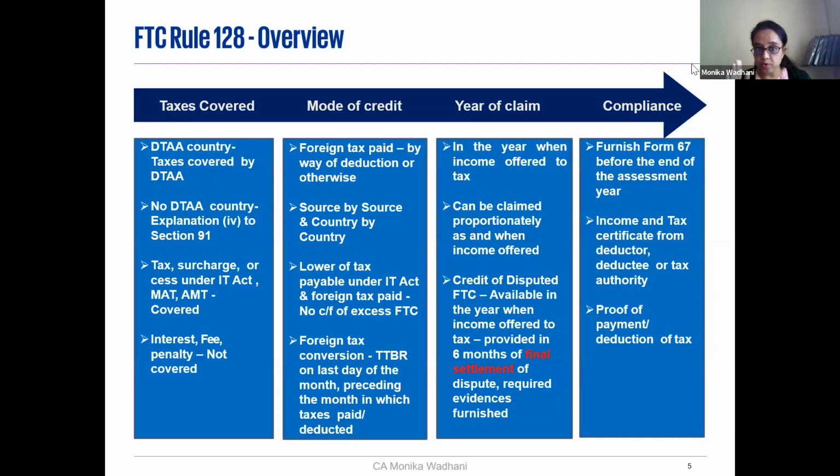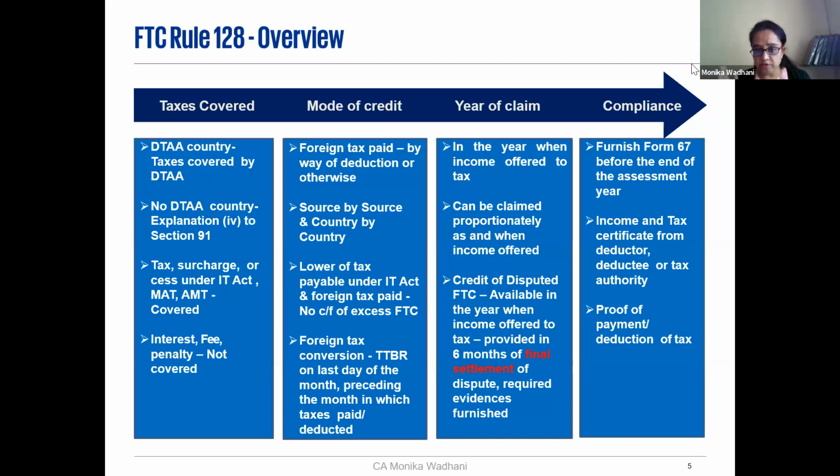And finally, Rule 128 gives certain compliances which are to be done under Form 67 before the end of the assessment year. The erstwhile Rule 128.9 said that Form 67 was required to be filed on or before the due date of filing of return of income. Subsequently, the rule has been amended to say that Form 67 is required to be filed on or before the end of the assessment year. And what happens in case of delay in Form 67, whether FTC would be allowed or not, we will just see in the subsequent slide.